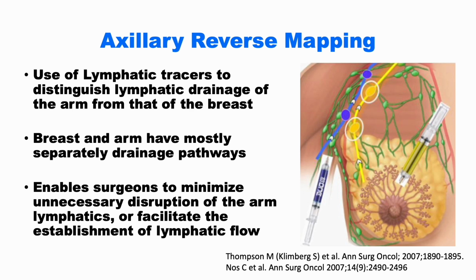Axillary reverse mapping typically involves injection of blue dye into the arm near the armpit. Absorption of the blue dye causes lymphatic vessels and lymph nodes draining the arm to turn blue. The blue staining in lymphatic vessels and lymph nodes may therefore be seen and avoided during lymph node surgery, while the targeted grossly positive node is actually removed. Axillary reverse mapping has been shown to significantly reduce the risk of lymphedema in patients undergoing lymph node surgery, especially when the extent of disease requires removal of multiple axillary nodes.